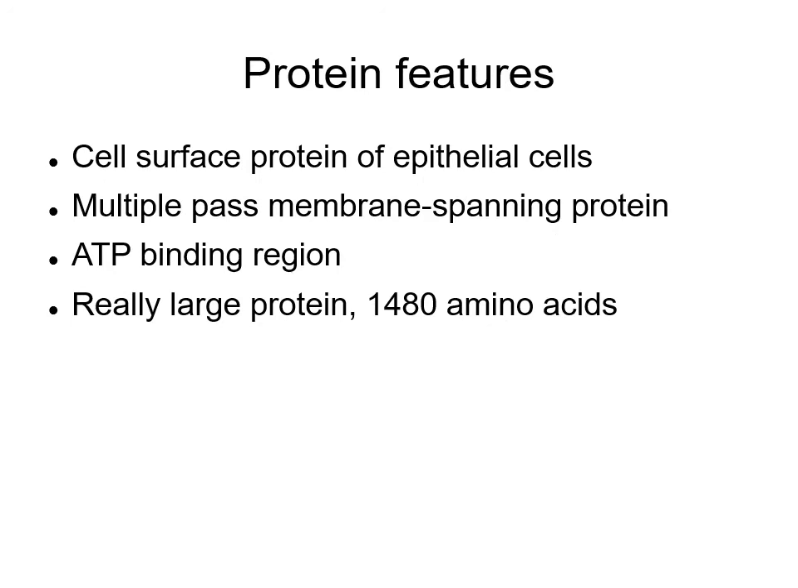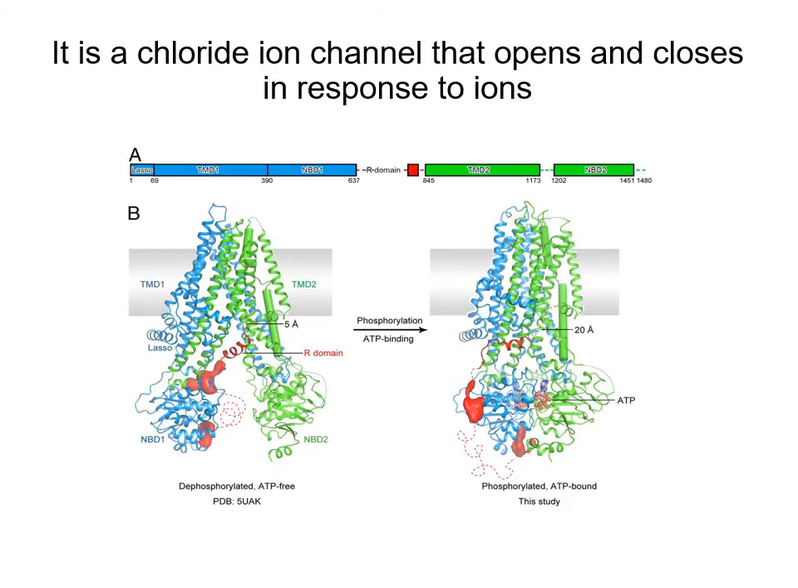Okay, in terms of the protein and understanding why there are so many alleles and what can go wrong, it is a cell surface protein of epithelial cells, a multiple pass membrane spanning protein, and it's a very large protein. And here's a picture of what it looks like. It's a chloride ion channel sitting on the surface of the epithelial cells, and what it's supposed to do is open and close in response to ions in order to maintain proper homeostasis of those ions and water in the cells.